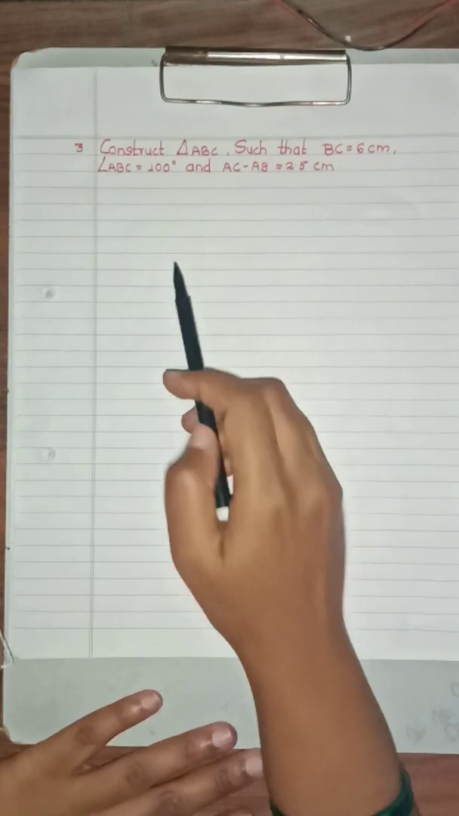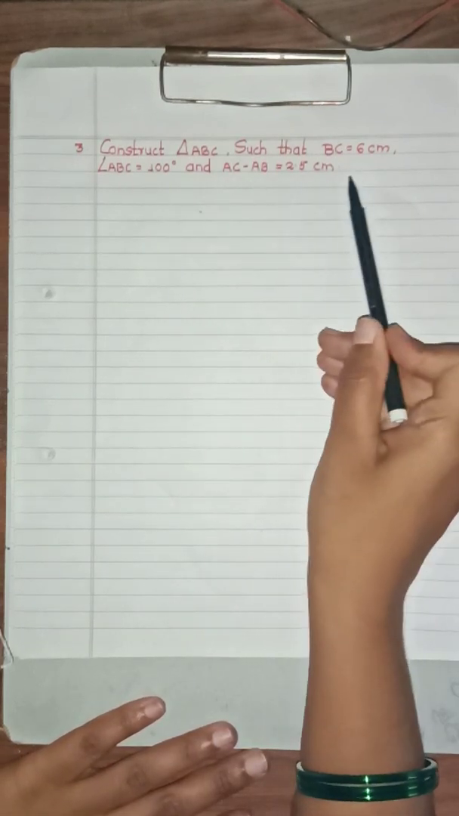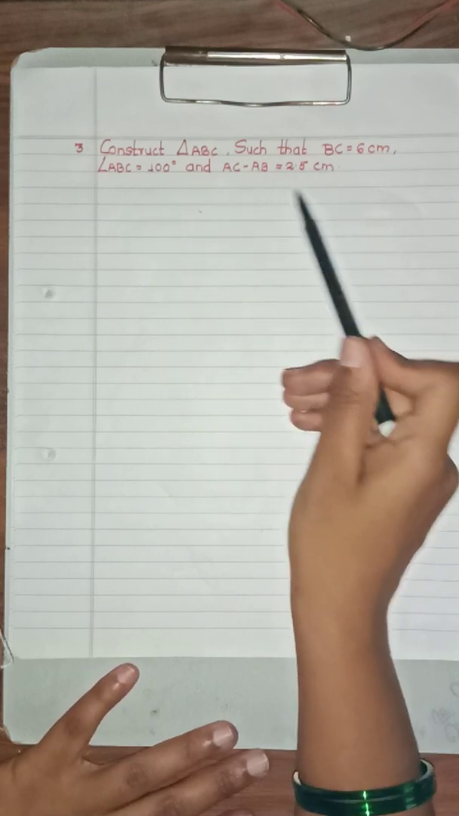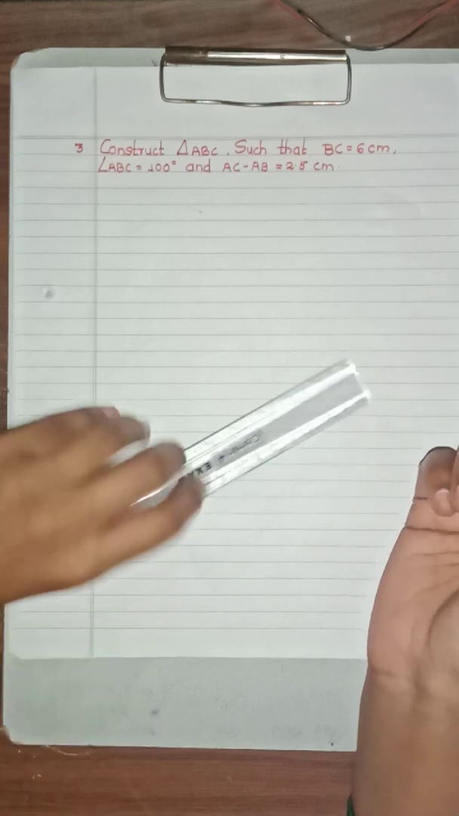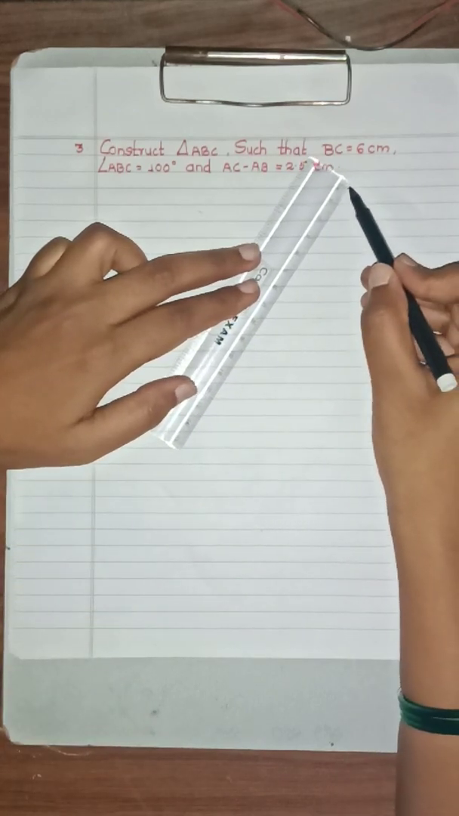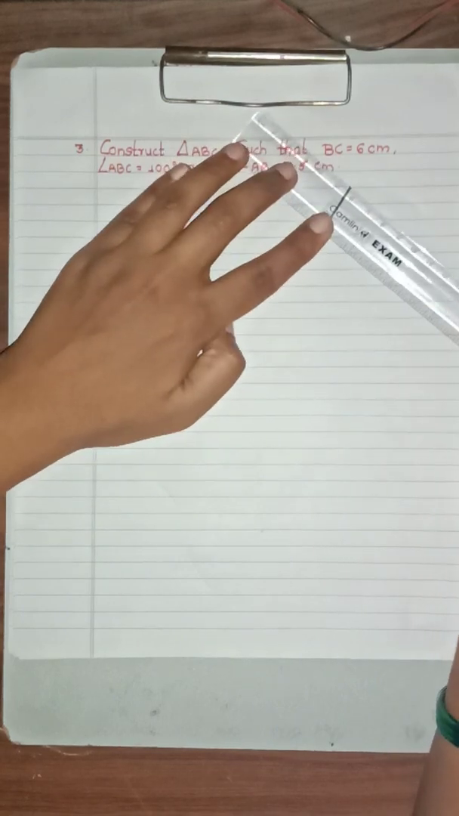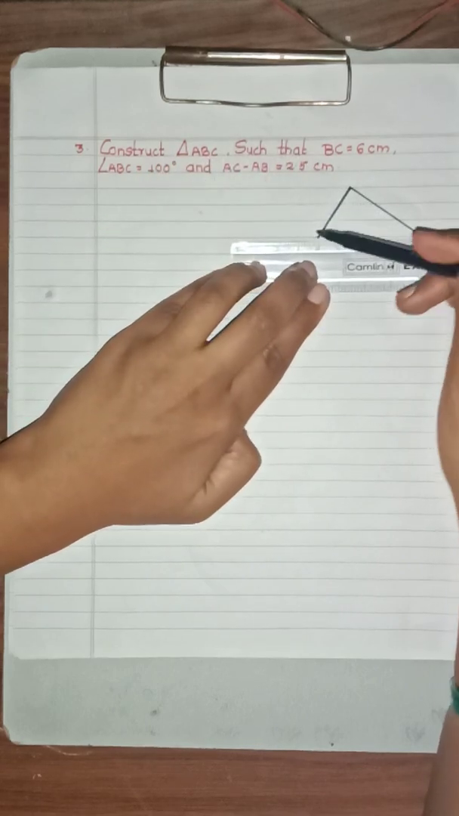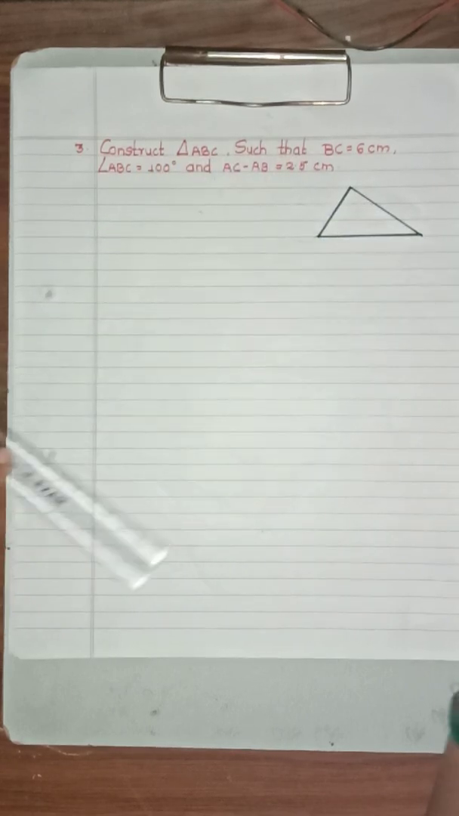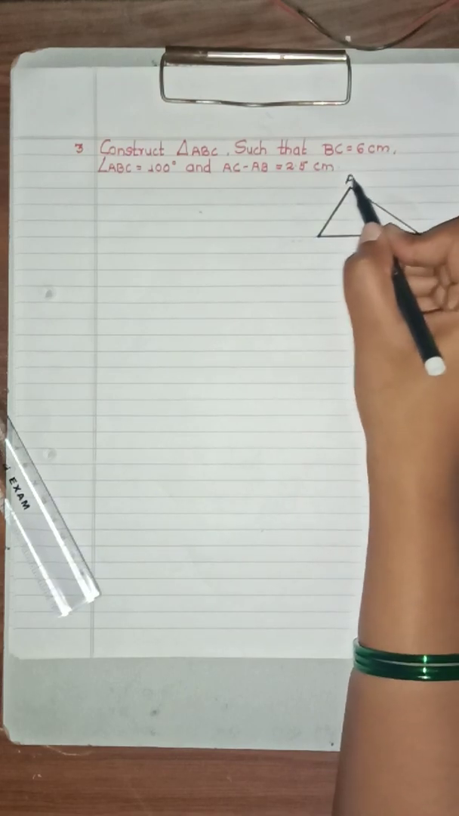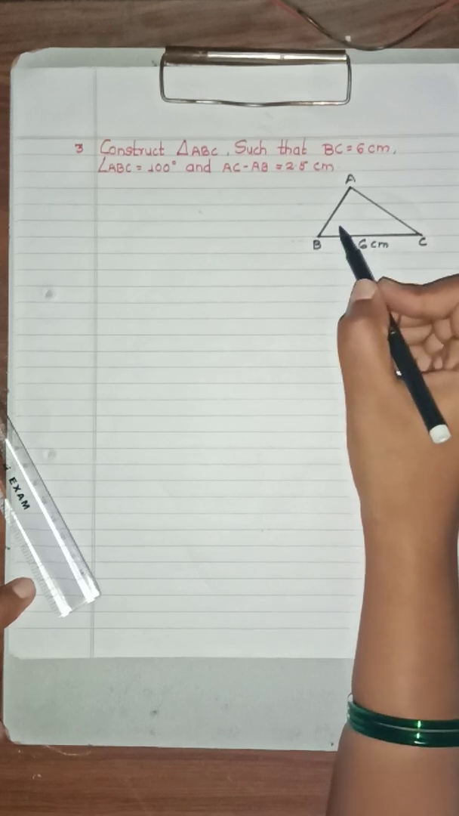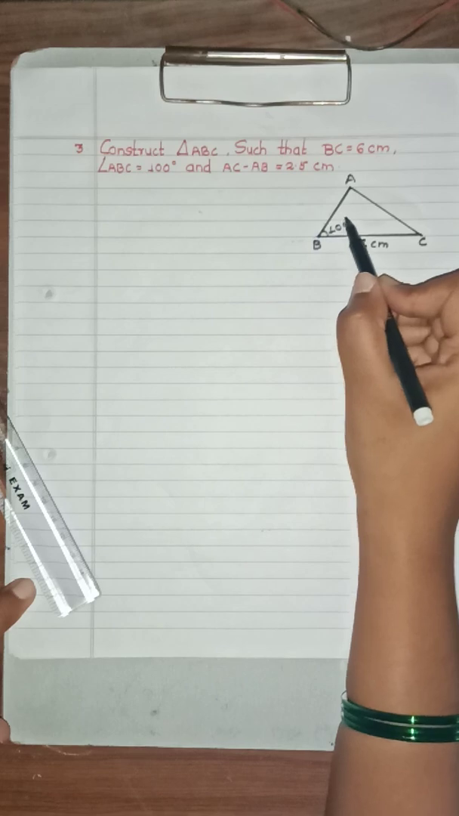Okay, so in question number 3 they have told you to construct triangle ABC such that BC is 6 centimeters, angle ABC is 100 degrees and AC minus AB is 2.5 centimeters. So first of all, I'll draw a rough diagram over here. Okay, so this is your triangle ABC, where BC is 6 centimeters. Angle ABC is 100 degrees, suppose.